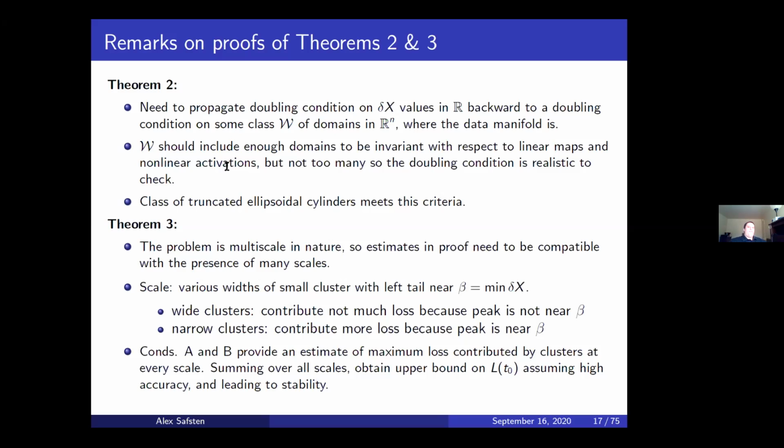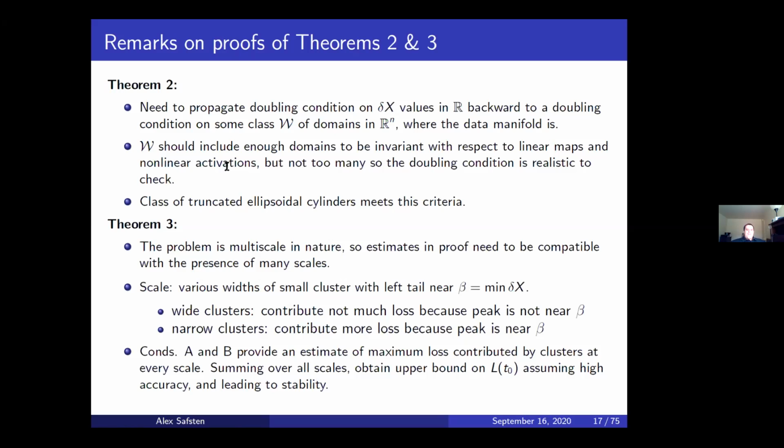For theorem 3, the proof of the problem is multiscale in nature. So whatever estimates we end up with in the stability theorem have to be compatible with the presence of many scales. In this context, by scale, I mean the widths of the various clusters. So we may have wide clusters that do not contribute much loss because their peak is not close to beta, the minimum delta x, and narrow clusters that do contribute more loss because their peaks are close to beta. And of course, we can have many clusters in between wide and narrow. So each cluster introduces its own scale.